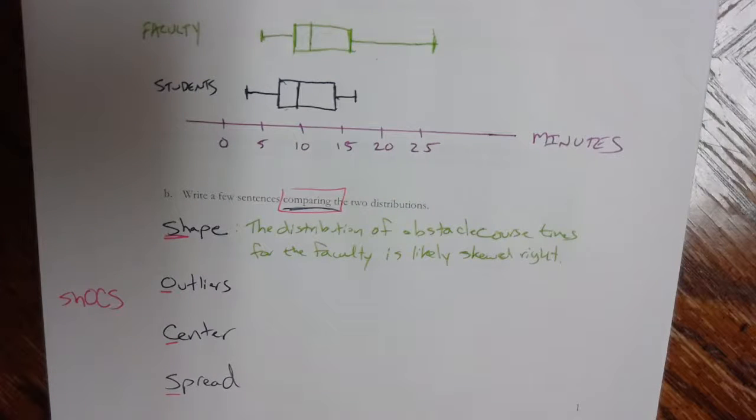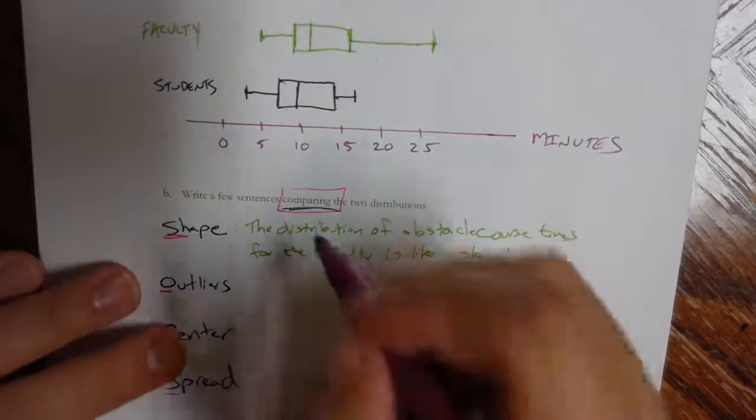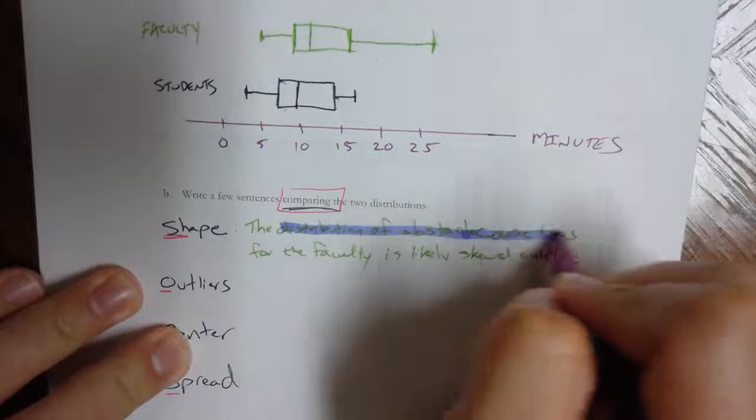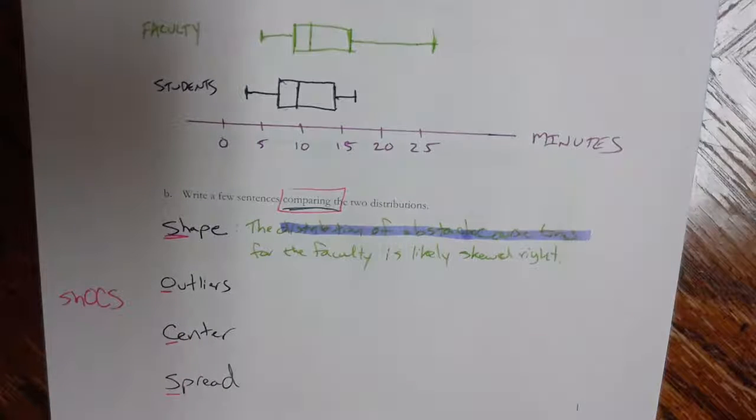So you might have noticed, I really wanted to highlight something here. The distribution of obstacle course times. What I wanted to make sure I'm describing is the context. It's very common to leave out what this is about. Sometimes people say the faculty are skewed right, and that's not an appropriate shape description. It's not faculty that we're measuring. You have to get it back into what the data is about. It's about obstacle course time. So that needs to be in your write-up somewhere.